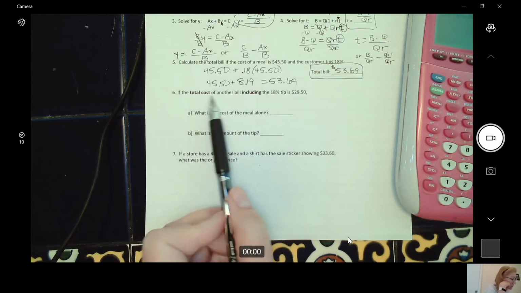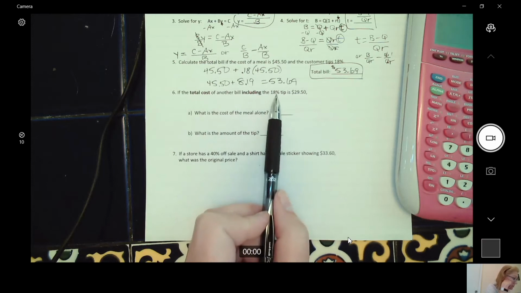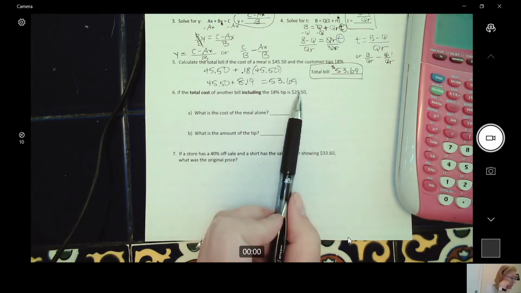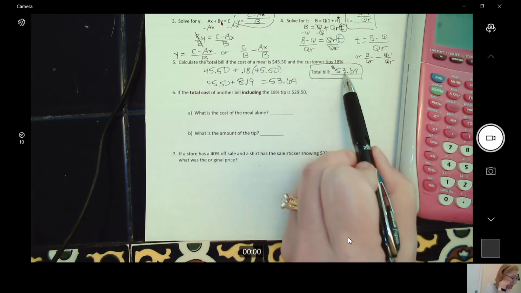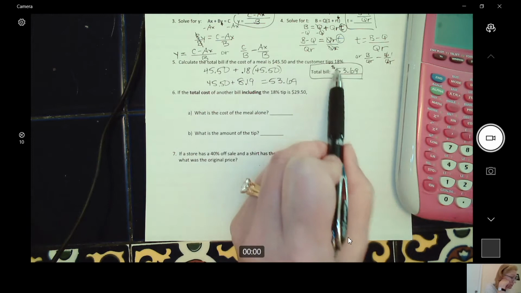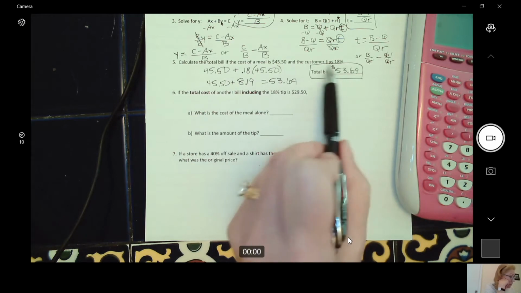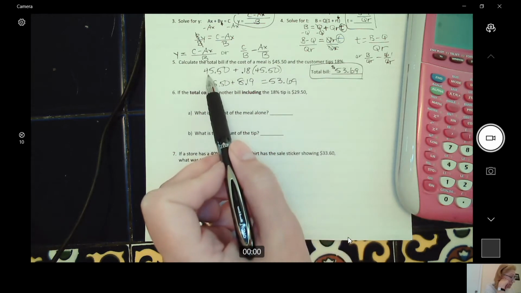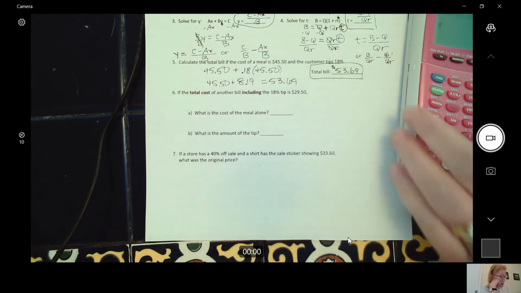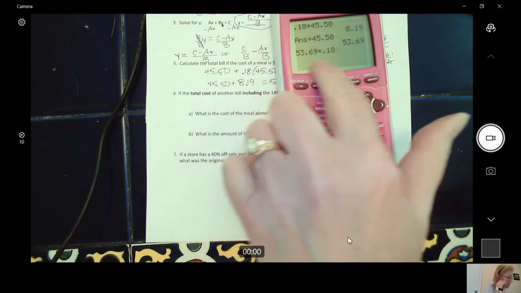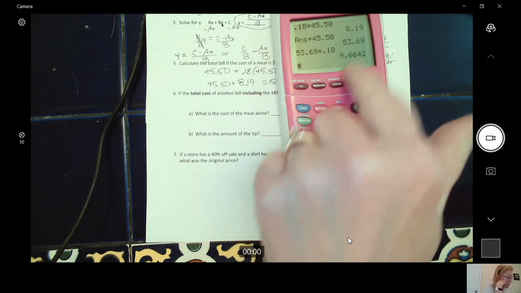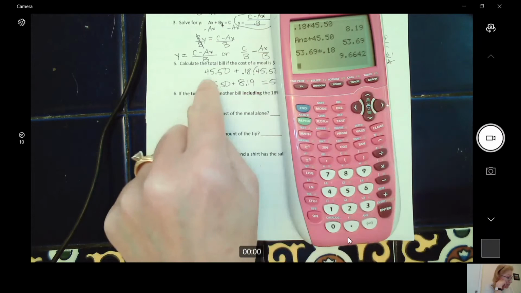So now it's working backwards. If the total cost of another bill, including the 18% tip, is $29.50, they're wanting us to work backwards. So let's practice on this one first. How could I start with 53.69, where 18% is the percentage of the tip, and work backwards to figure out the original bill was 45.50? A lot of you think, well, I'll just subtract it. I'll just do 18% of this number, 53.69. You're thinking that might be the tip, and then you subtract that from the 53.69, and you are not going to get 45.50.